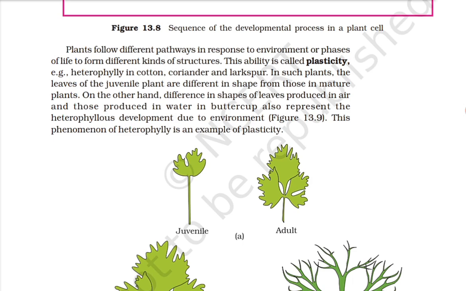This phenomenon of heterophyly is an example of plasticity. On the other hand, difference in shapes of the leaf produced in air and those produced in water in buttercup also represent the heterophilous development due to environment. This phenomenon of heterophyly is an example of plasticity. Understood? Heterophyly in a larkspur and buttercup.